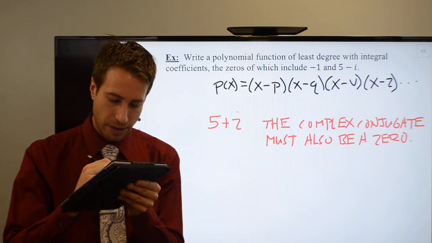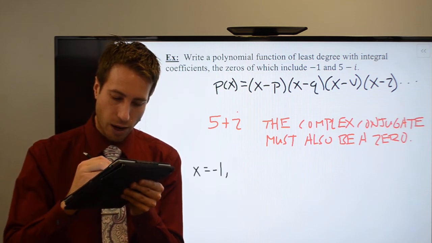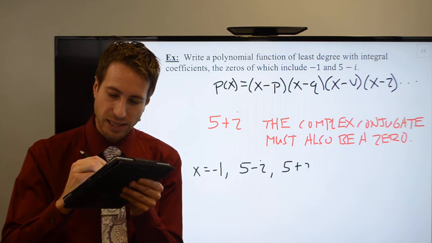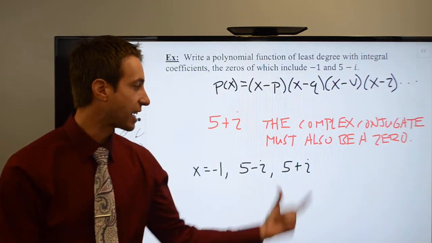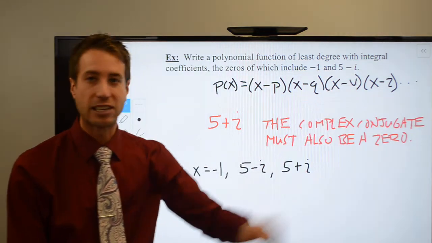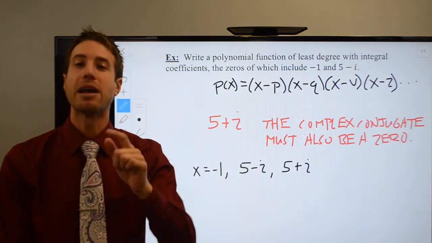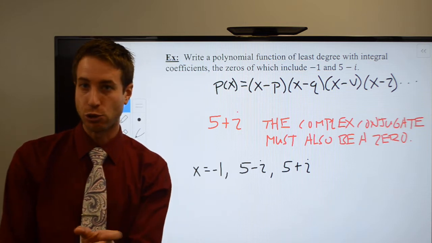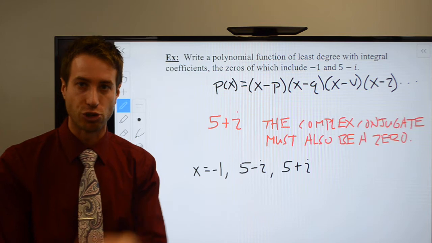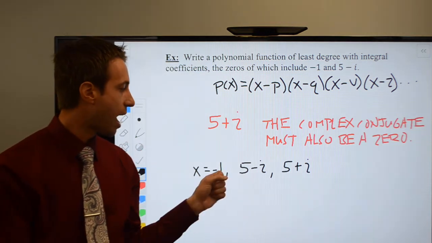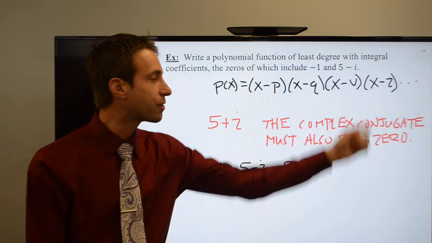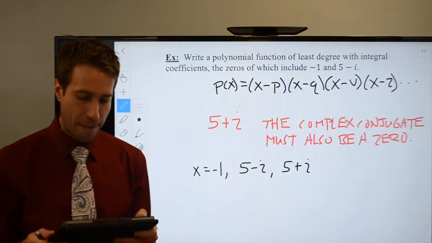So here you go. You have x equals -1, 5 minus i, and 5 plus i as your zeros, thanks to the complex conjugate theorem, which says that if one imaginary number is a solution to a polynomial, its complex conjugate must also be a solution to that polynomial. So I have 3 zeros, and we're going to go ahead and use this formula to find that polynomial.